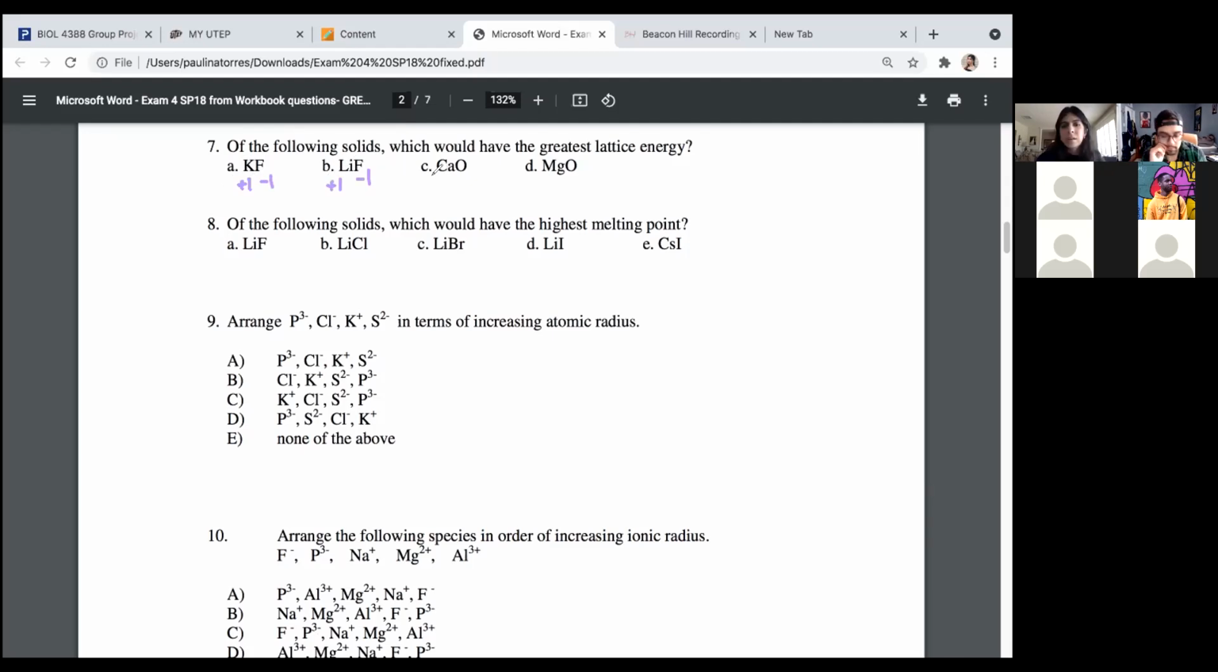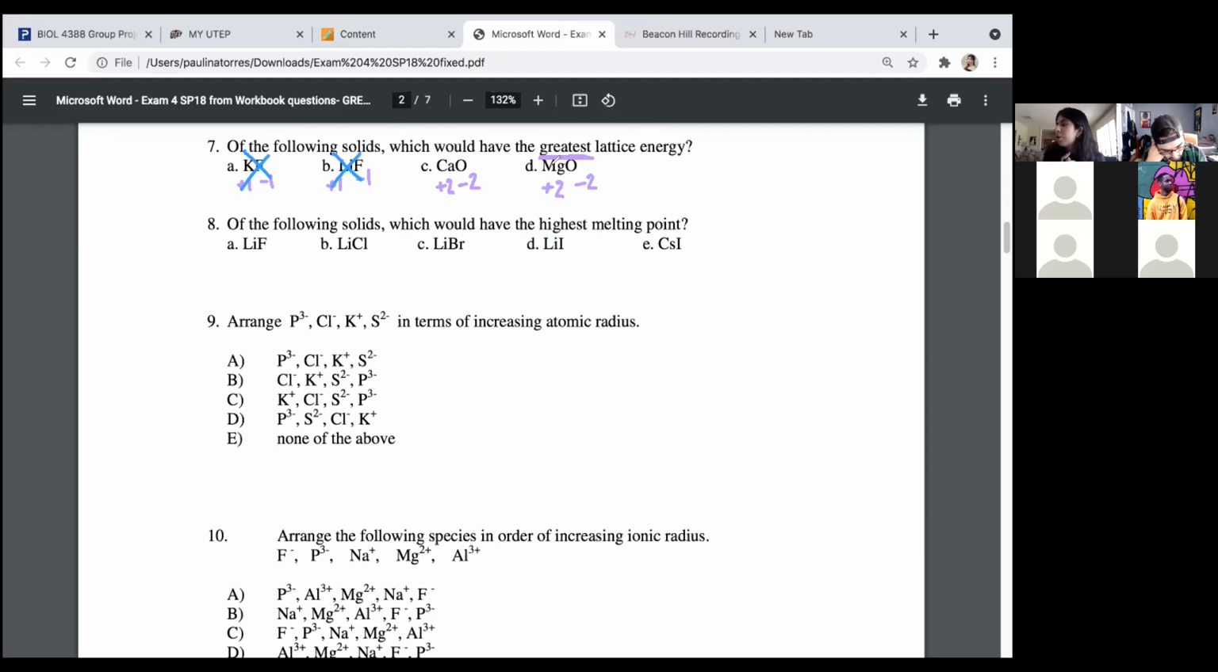Calcium has what charge? +2. Oxygen has -2. And magnesium has +2, -2 for oxygen. Okay, so for the greatest lattice energy, you want to look at which ones have the greatest charges. So from here, we can already cross out KF and LiF. So we're going to be looking at CaO and MgO.